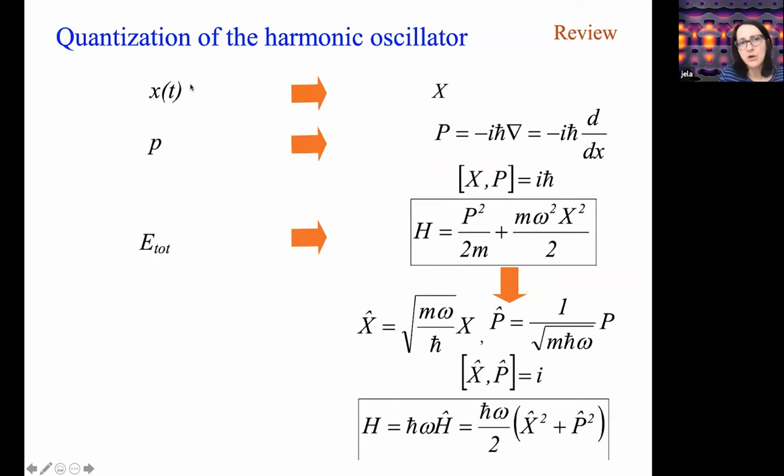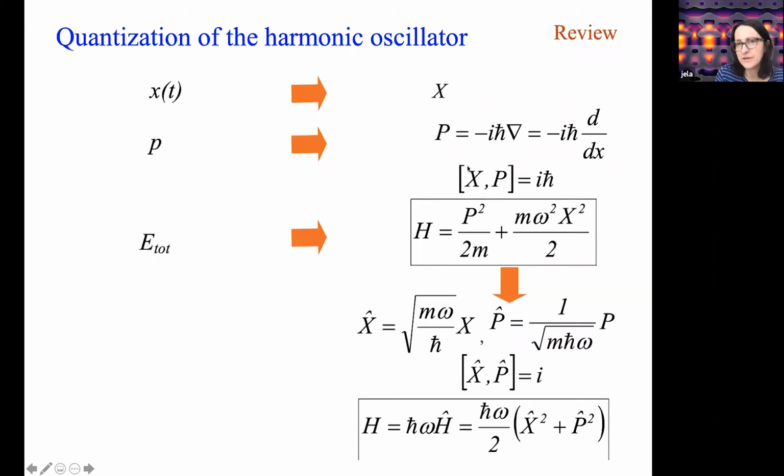So in a harmonic oscillator, we have position x of t, momentum p, and we have energy. So this is the classical world on the left, and the quantum mechanical world on the right. What do we do? Well, we introduce a position operator x, and a momentum operator, which is proportional to the gradient in space. So these two are basically coming from conjugate variables. So it's minus i h bar d per dx. Position and momentum operators do not commute. The commutator is i h bar, right?